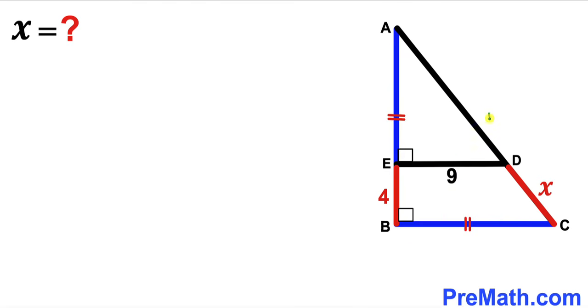Welcome to PreMath. In this video, we have this smaller right triangle AED fully confined in a big right triangle ABC, as you can see in the given diagram, such that the side segment AE length equals the side BC length. Moreover, segment EB length is 4 units, and segment ED length is 9 units. Furthermore, the diagonal segment CD length is represented by x. Our task is to find the value of x.